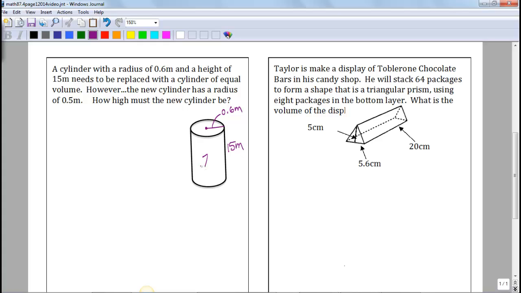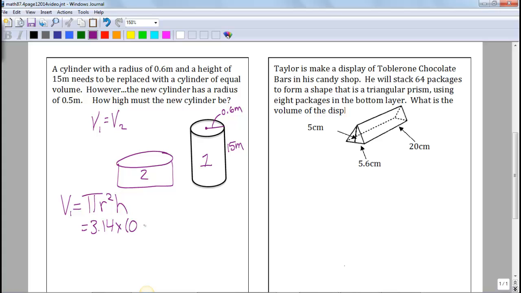If this is cylinder number 1, I'm going to draw cylinder number 2. Volume of number 1 is going to equal volume of number 2. Before we can do much, we need to figure out what the volume of number 1 is. The formula we're going to use is the area of the circle, pi r squared, times the height. 3.14, radius is 0.6. We'll square it, times 15. Remember, as always, you need to do the exponent part before you do any multiplying, thanks to order of operations. So 0.6 squared is 0.36, times 15.